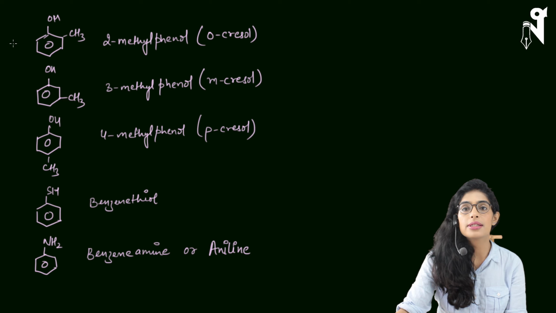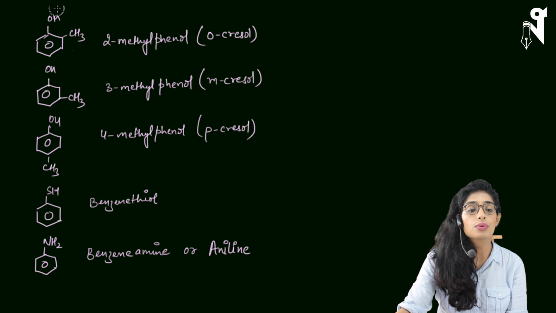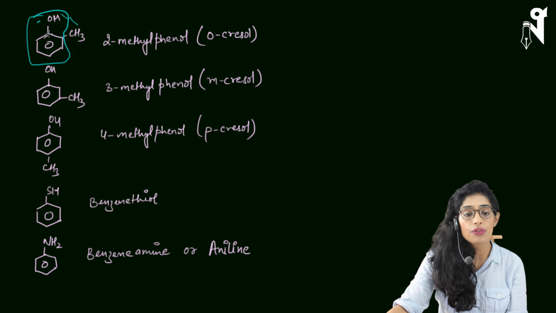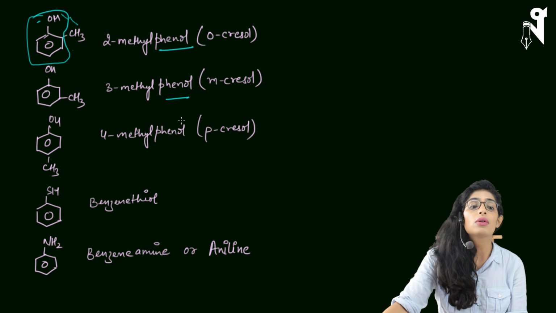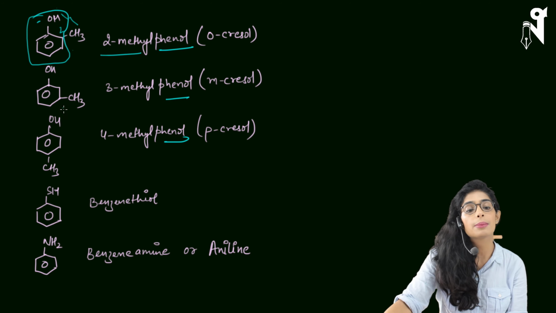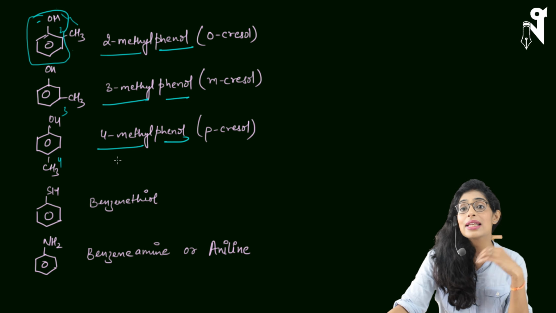Next is a benzene with OH and CH3. Out of these two groups, which is the higher priority group? OH is the higher priority group. So we will take this whole thing as the main chain, and CH3 will be acting as a branch. So benzene with OH is called phenol. Phenol is my main chain's name, and now the placement of CH3 will change the name of the compound. If the placement is on the second carbon, it will be 2-methyl. If on the third carbon, it will be 3-methyl. If on the fourth carbon, it will be 4-methyl, and hence the name will vary.